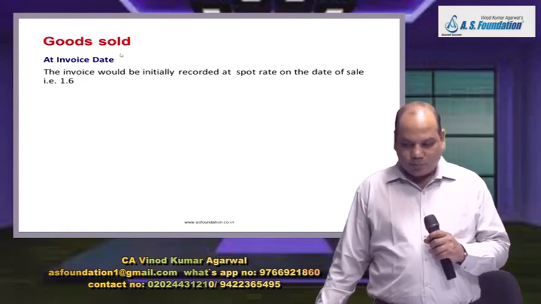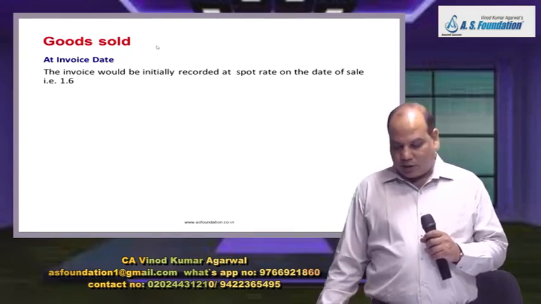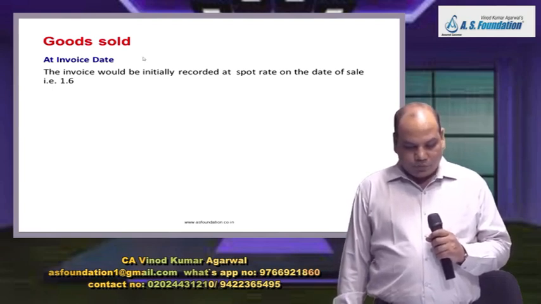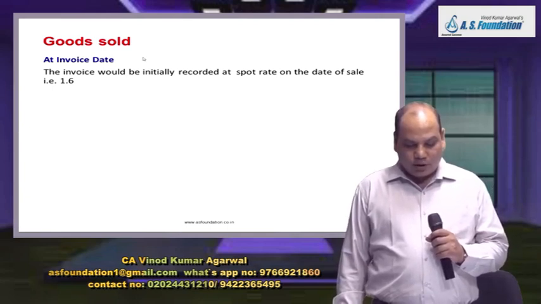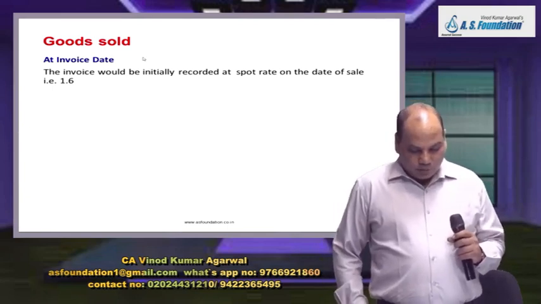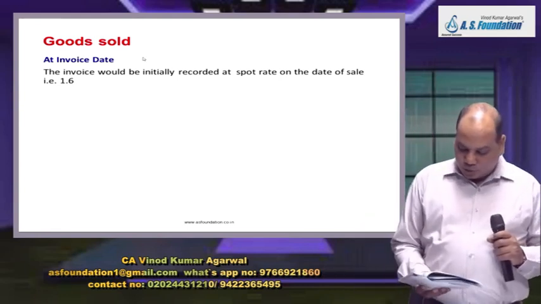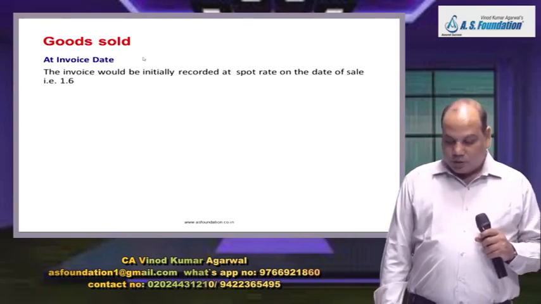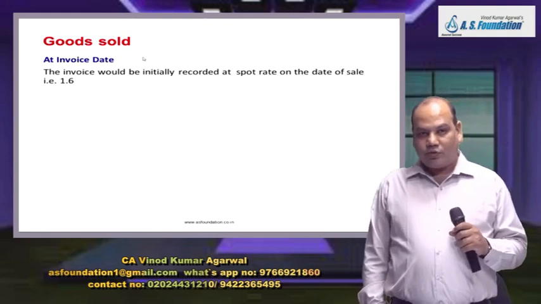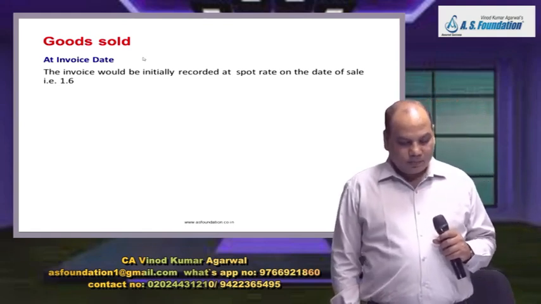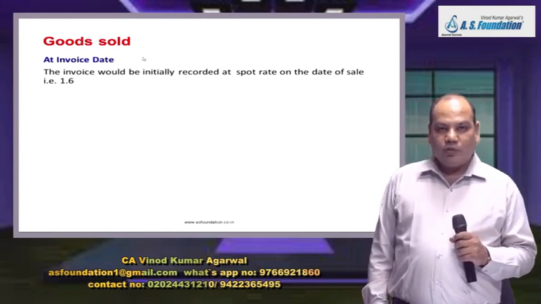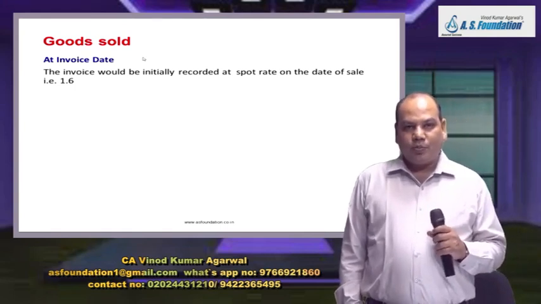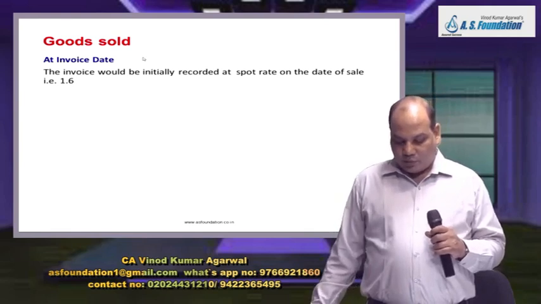Now write down next heading, goods sold. Point number 3, goods sold, in bracket, write down dater. First, under that, write down small a, at invoice date. At invoice date, what is the euro value of that goods sold? 4 million euros. Right? So write down the invoice would be initially recorded at spot rate, that is 1.60.